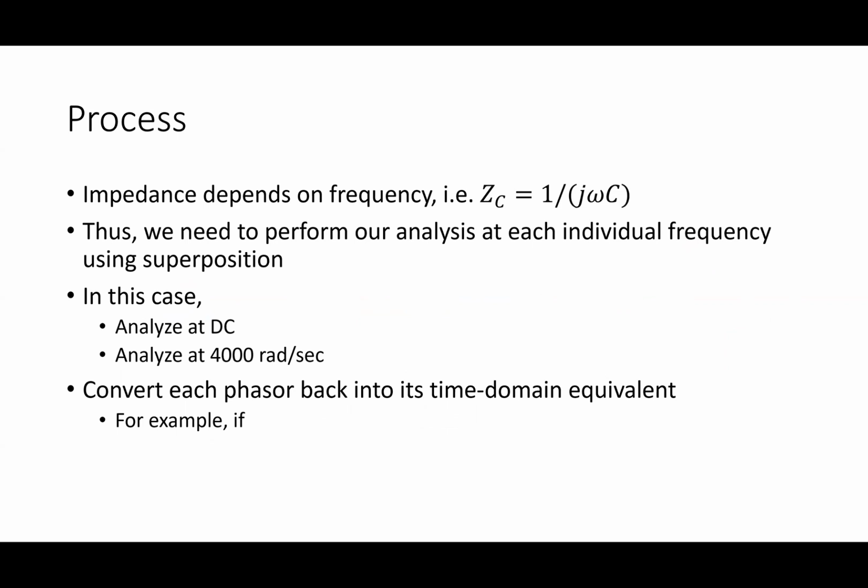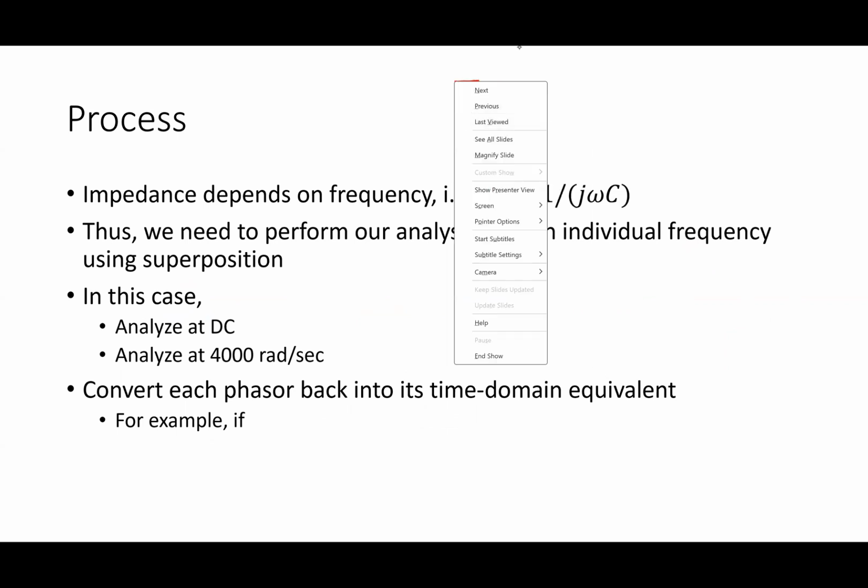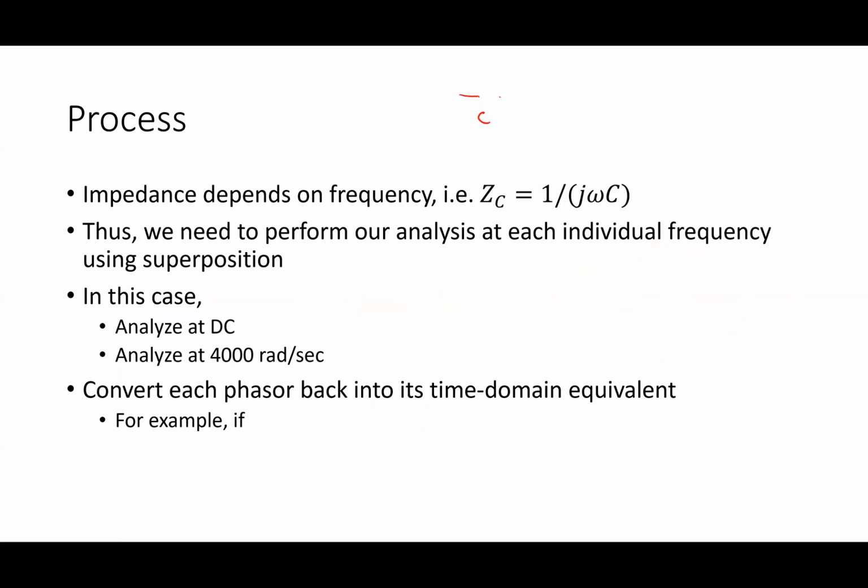So if you think about a capacitor, so a capacitor Z sub C equal 1 over j omega C. If I have omega equal to 0, what is that impedance? Yeah, it's infinite, which means what kind of component am I looking at? An open circuit, right?